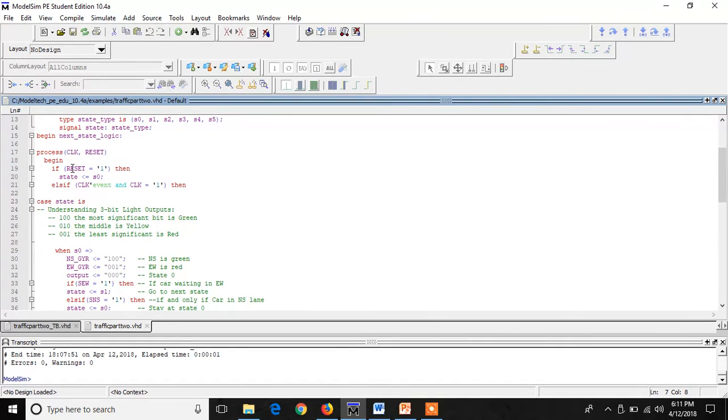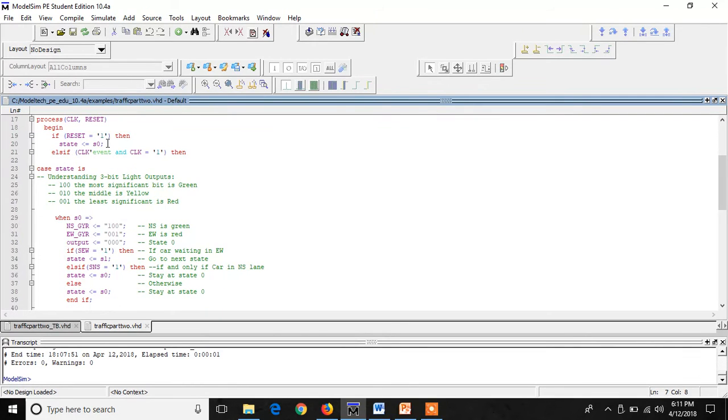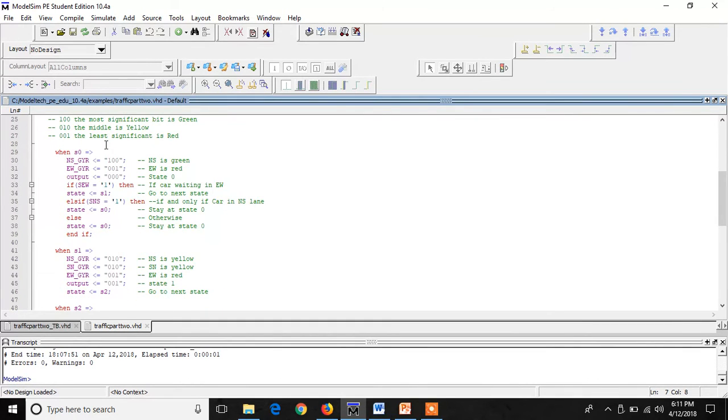Here I have reset. When reset is pressed, it goes back to state 0. And in state 0, north-south is green, east-west is red, and it outputs state 0. And as long as there's a car in the east-west direction, go to the next state. And if there's a car in the north-south direction, stay in this state. Otherwise, you're always going to stay in this state as long as there are cars here.